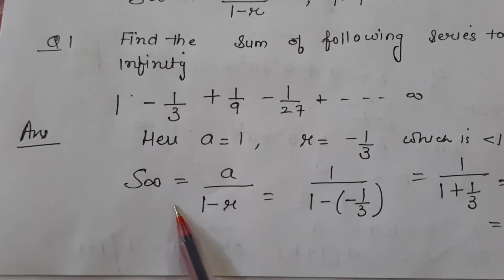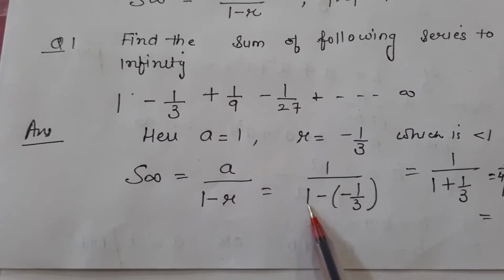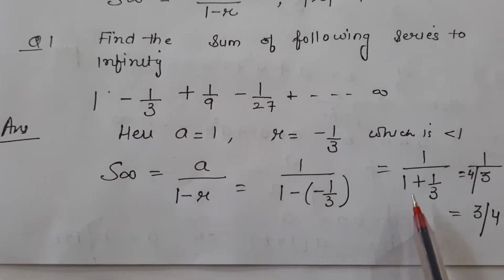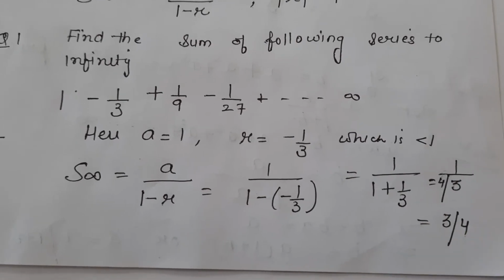Now the formula to find the sum is A upon 1 minus R. So 1 upon 1 minus of minus 1 by 3. This is plus 1 by 3. Take LCM, 4 by 3. So you'll get 3 by 4.